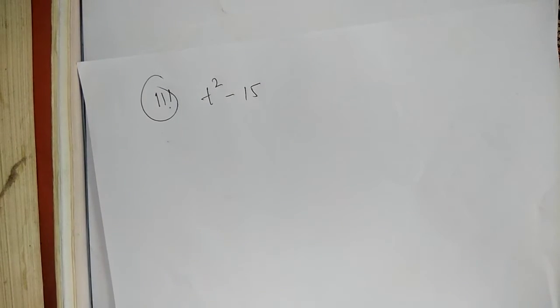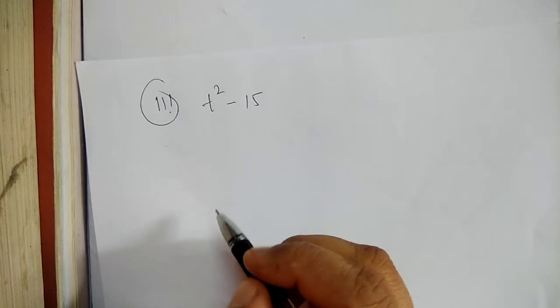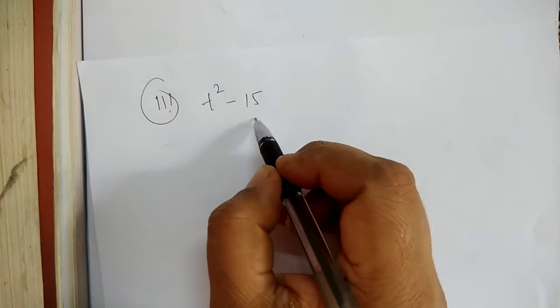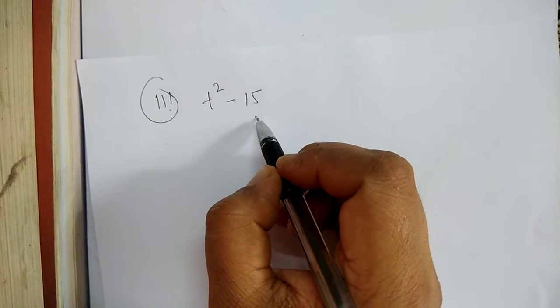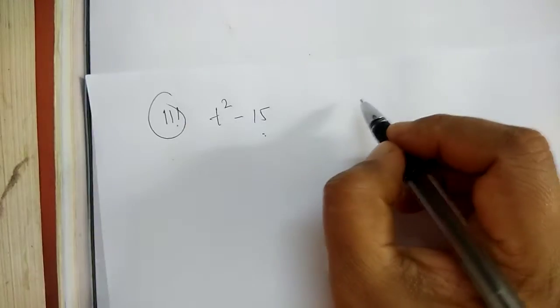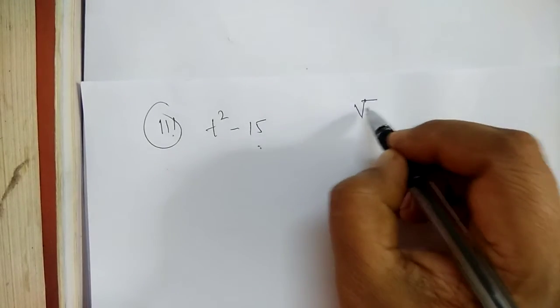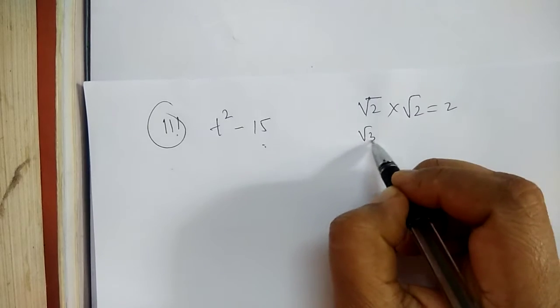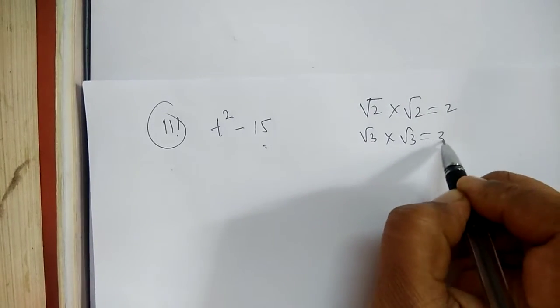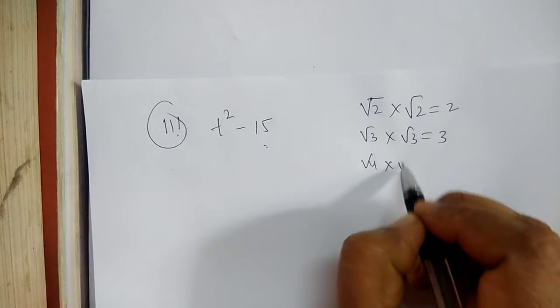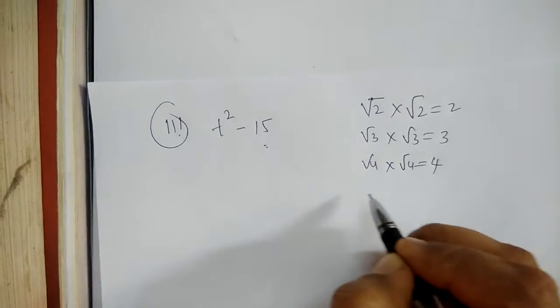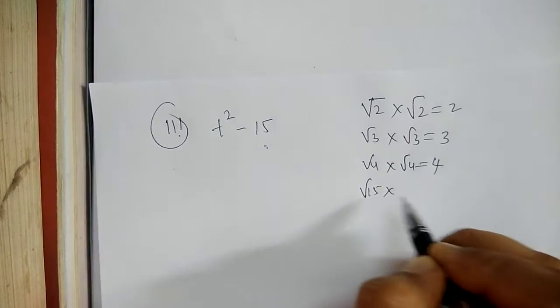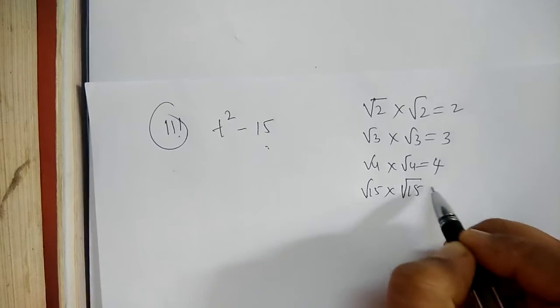Let us solve one more problem for your better understanding. Here 15 is given. We know that root 2 into root 2 is 2. Root 3 into root 3 is 3. Root 4 into root 4 is 4. Similar way, root 15 into root 15 is 15.